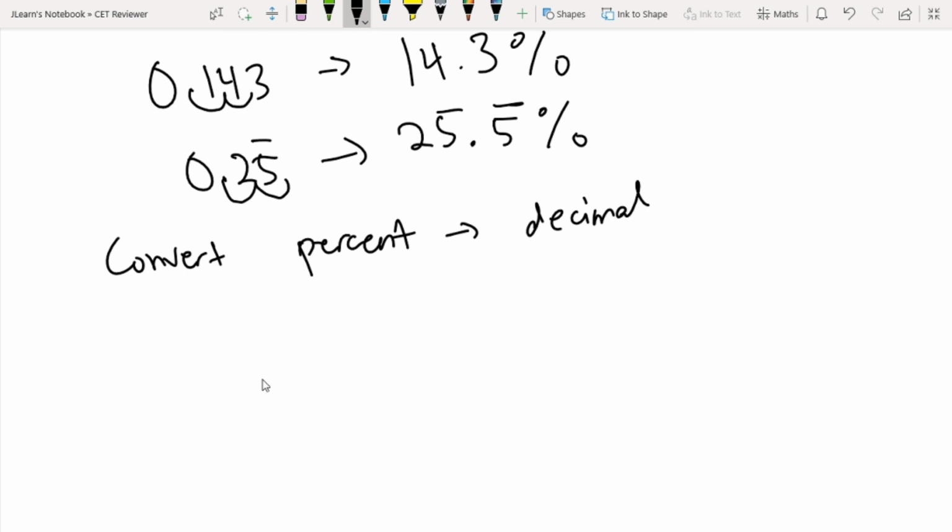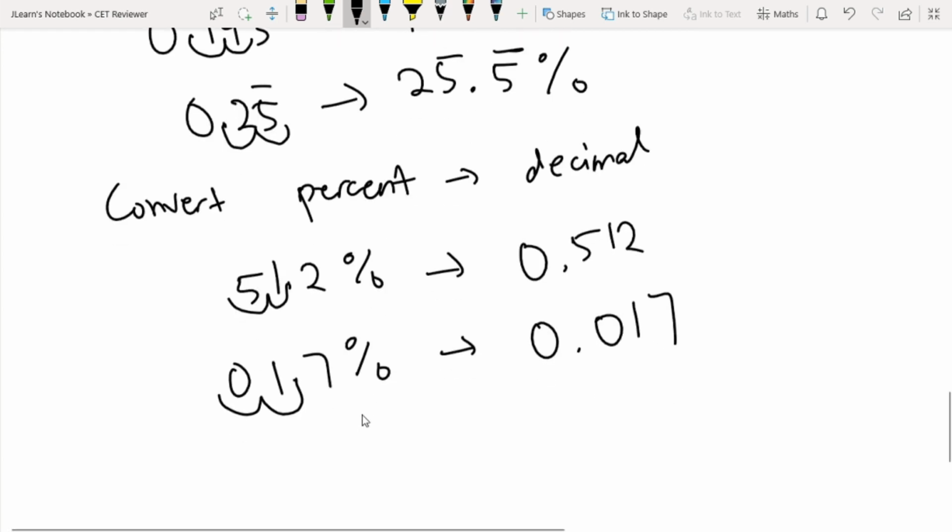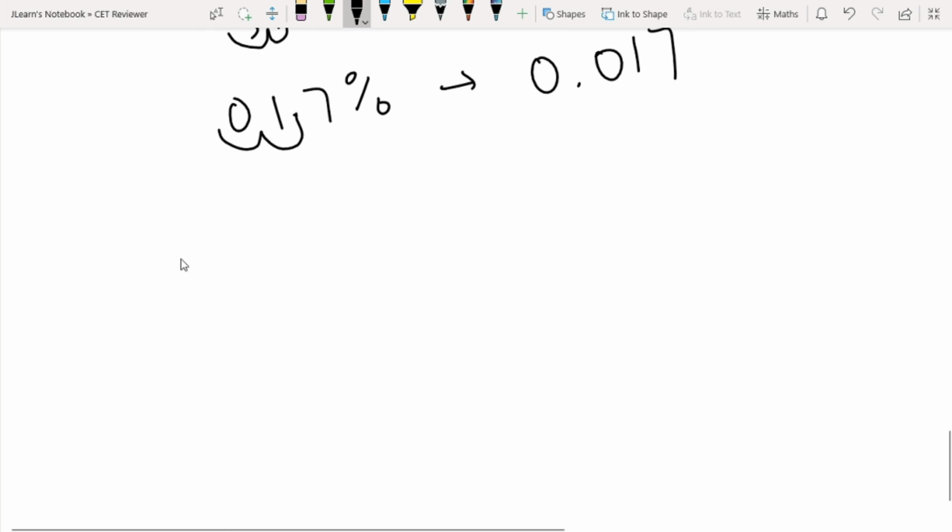Okay, so kunyari, meron kang 51.2%. Pagka gagawin yung decimal, usog mo lang ng dalawa. So 1, 2 to the left. So 0.512. And then, kunyari, 1.7%. Usog mo lang uli ng dalawa. So 1, 2. Kaso, wala nang mausugan dito. Tama? So you put a 0. Okay, so you have 0.017. So ganun lang.